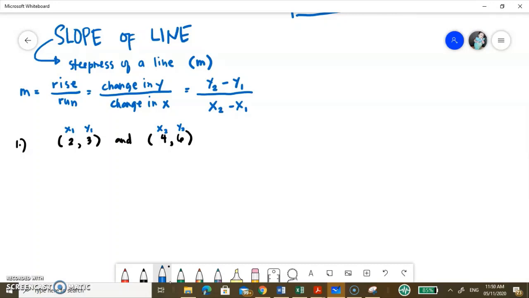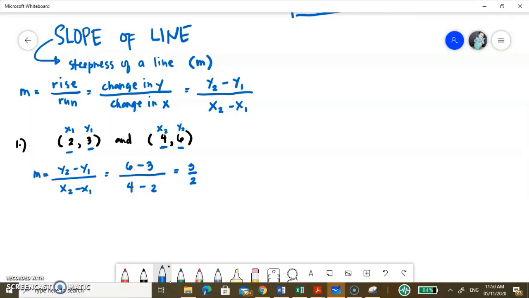Okay? So, if you're asked to find the slope, we just use the formula y sub 2 minus y sub 1 over x sub 2 minus x sub 1. So, that would be 6 minus 3 over 4 minus 2. So, this one would be 3 over 2. So, yung slope mo ay 3 halves.